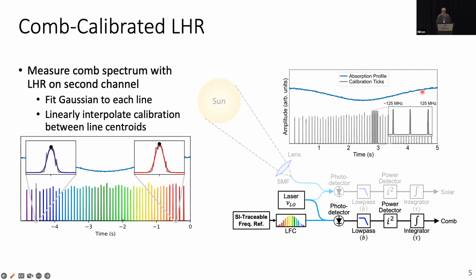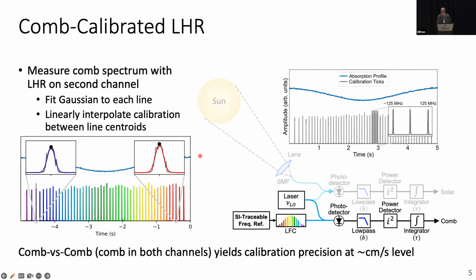The calibration procedure involves fitting a Gaussian profile to each line to find its center, and then linearly interpolating a frequency solution between each comb tick. If we send the comb into both LHR channels, that allows us to probe the calibration precision, and that provides an upper bound at the centimeter per second level, which averages down over time.